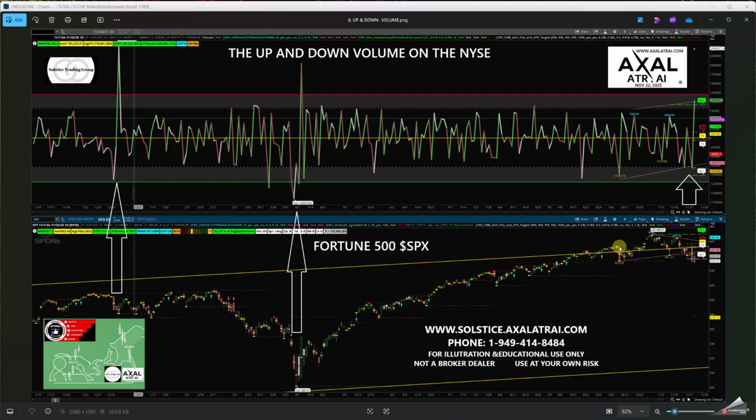We kind of grinded higher where the RSI was diverging. When we created this high, and this high, the RSI was making lower highs. So this is very important. And you can see here, we spiked back up into that range.